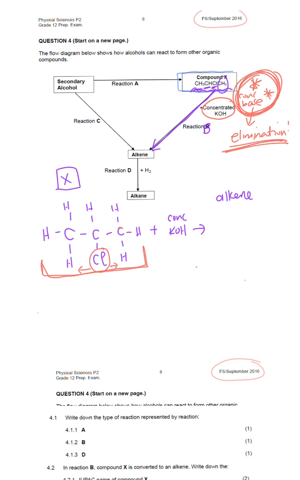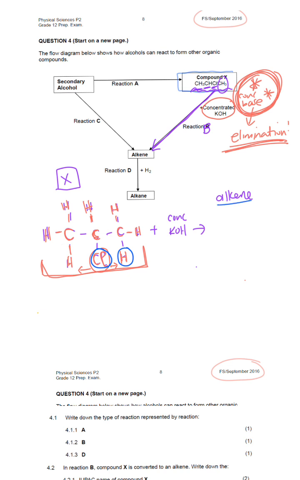So if I look here, this carbon has 3 hydrogens and this carbon has 3 hydrogens as well. Both have an equal number. So it would not matter which side we remove from. The middle carbon has already let go of a chlorine. So this hydrogen here remains. So what I can say is this chlorine and this hydrogen are removed.